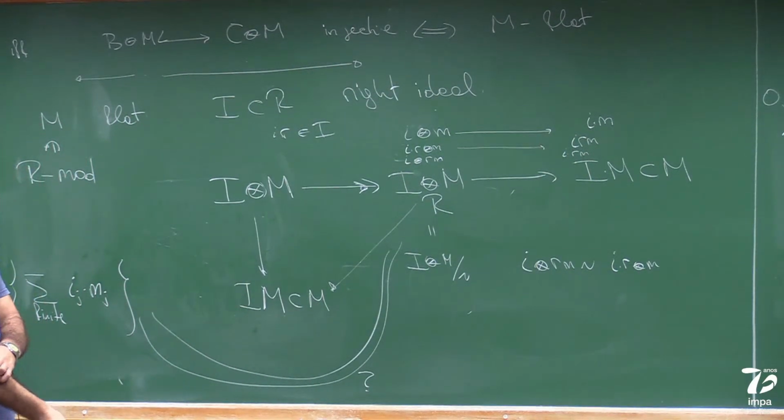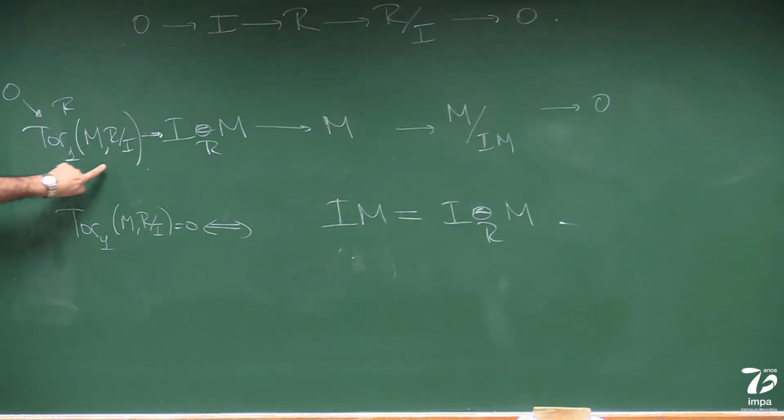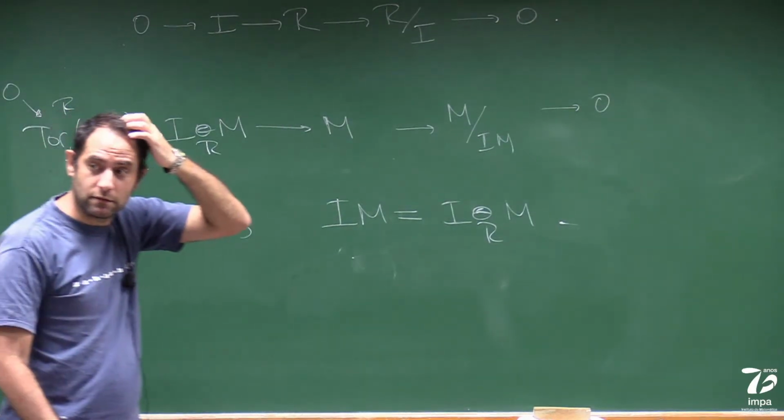Okay. Now I want the converse. Let's suppose that IM is equal to that. Then this Tor 1 is 0. How do I infer that M is flat?